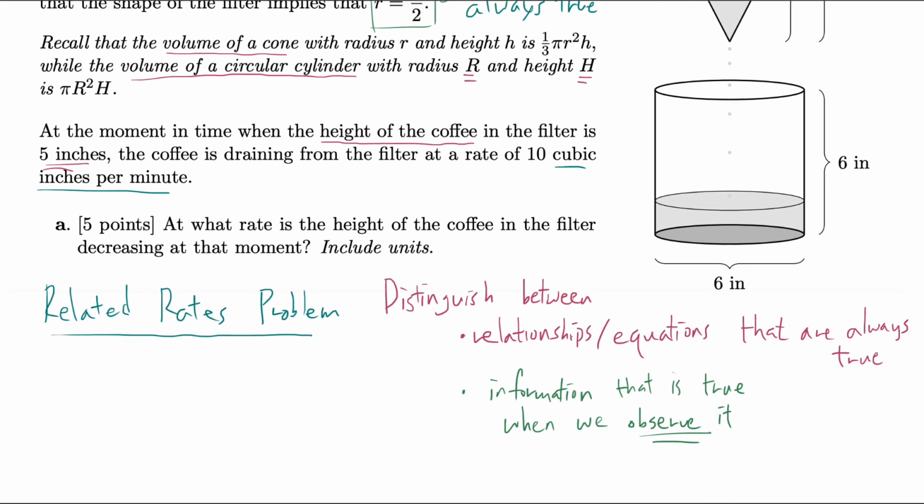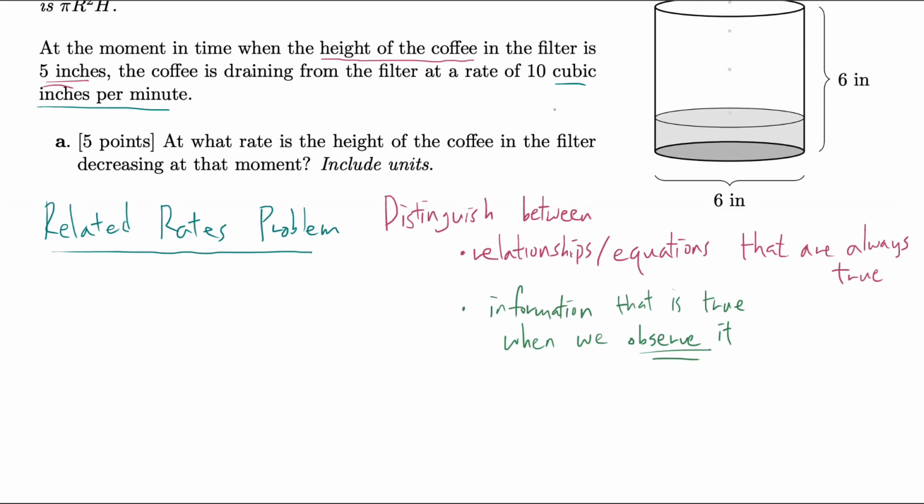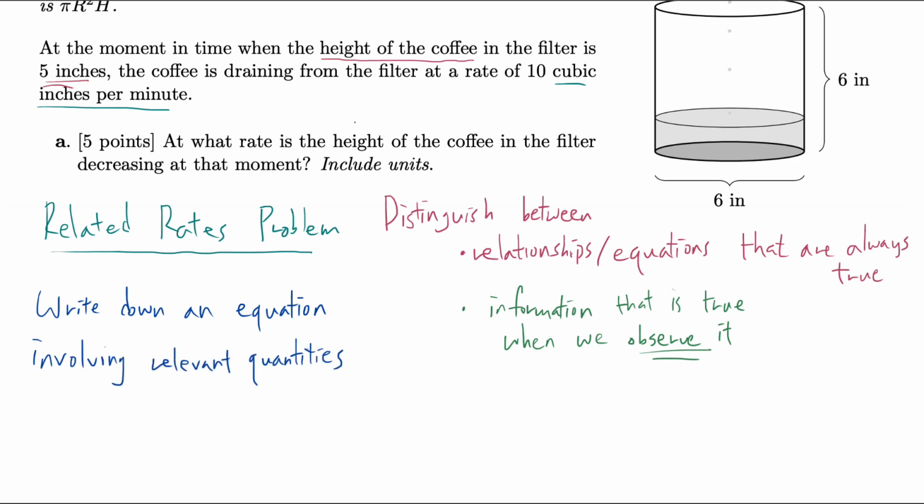How you start a related rates problem is you look at the quantities that matter to you. And then you want to write down an equation involving the relevant quantities. Here the relevant quantities might include the height, the volume of the coffee in the cone, and so on. But here's the key thing, and a lot of people miss this, so make sure you pay attention. You want to make sure that the equation you write down is always true. It's true at any time. I'll tell you a little more about what I mean, but for now, let's actually try writing down some equation.